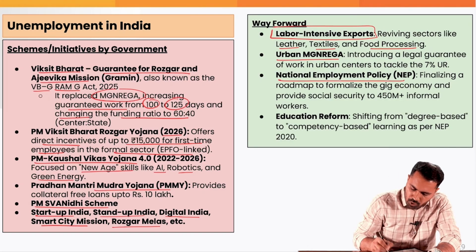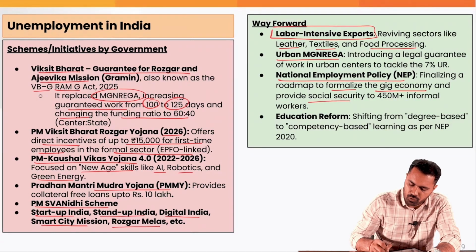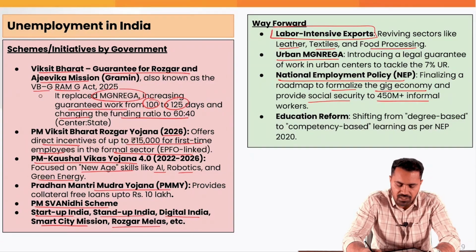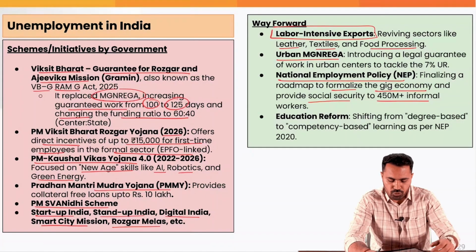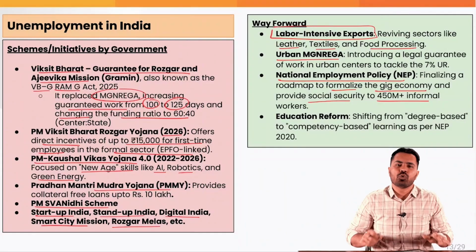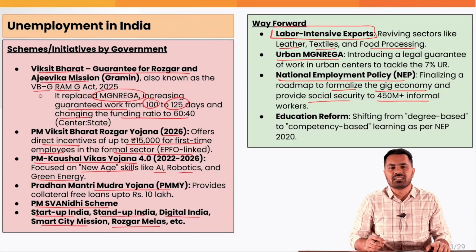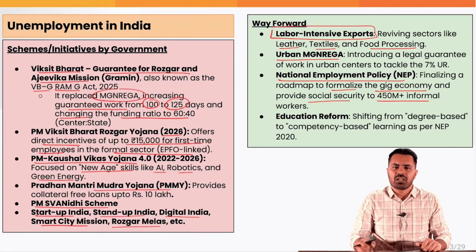Now, the National Employment Policy is finalizing a roadmap for the gig economy and providing social security to 450 million plus informal workers. That means 45 crore informal workers. So you have to bring a national employment policy so that gig workers also get their due rights, because the gig economy is increasing. Gig workers basically include your cab drivers, food delivery partners, and all those things.